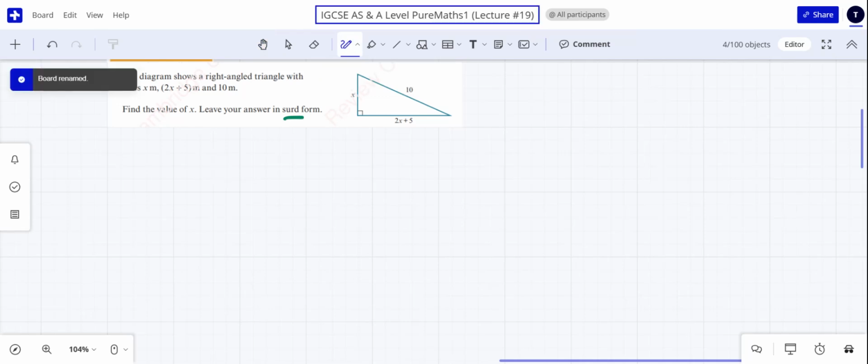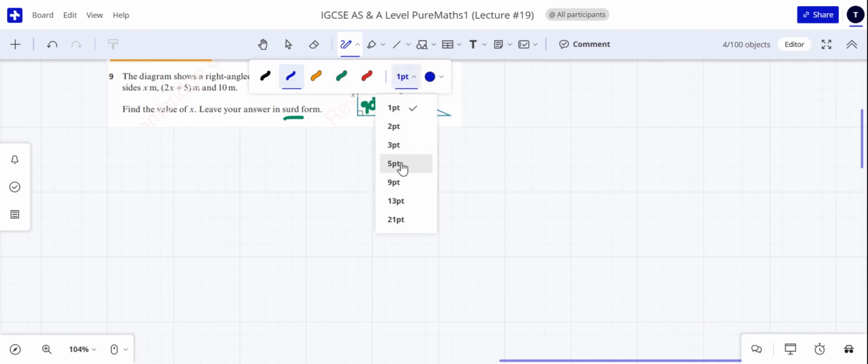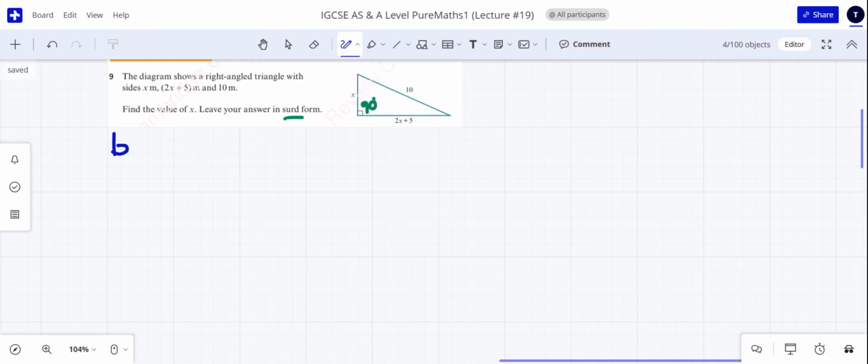So now, if we have the right angle triangle, it means one angle should be 90 degrees. So this angle is 90 degrees. We can use the Pythagorean theorem. By using the Pythagorean theorem, we will solve this.